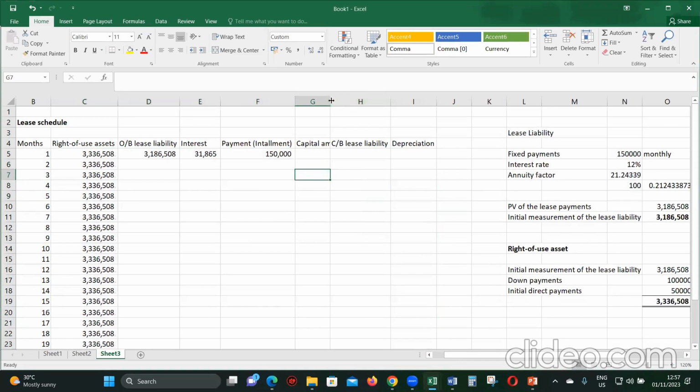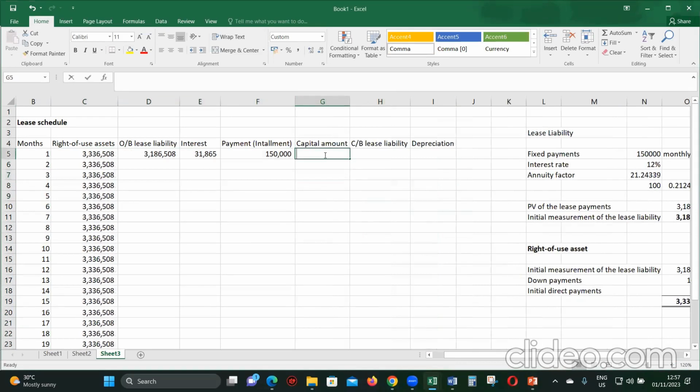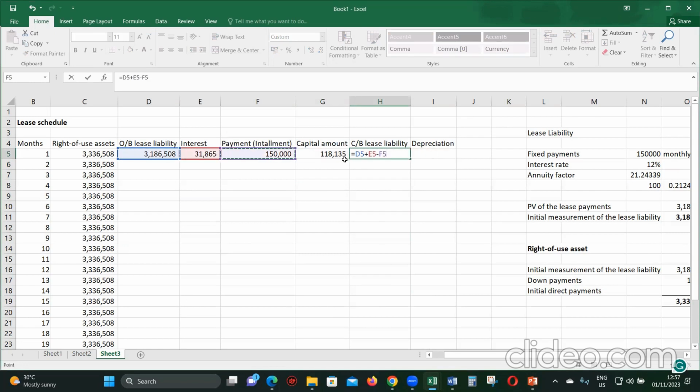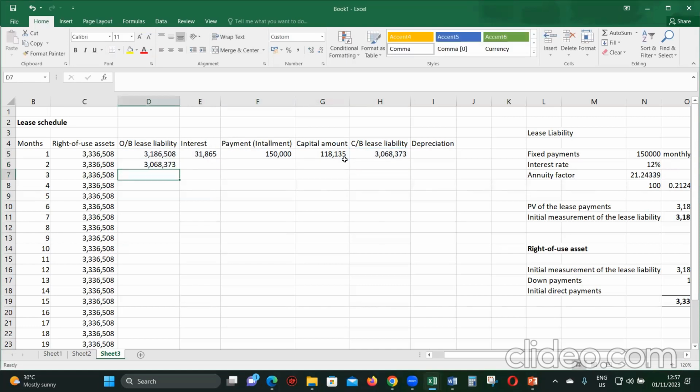All right, what is the capital amount paid now? Lease rental is 150,000, but out of it, 31,000 is interest. That means the capital amount is 118,000. So what is the closing balance? Opening lease liability plus interest minus payment, right? This becomes the opening balance of the next month. Likewise, I can copy these things.